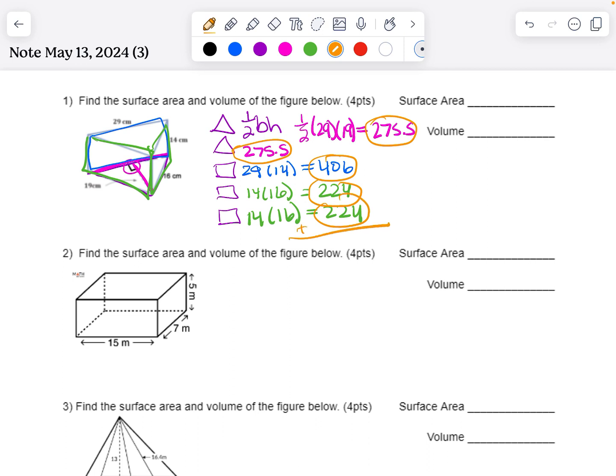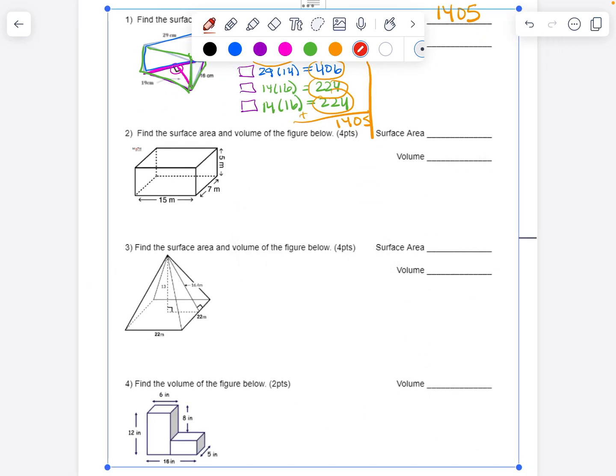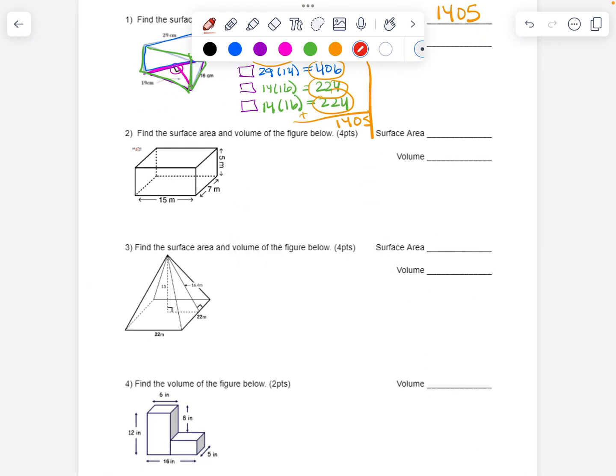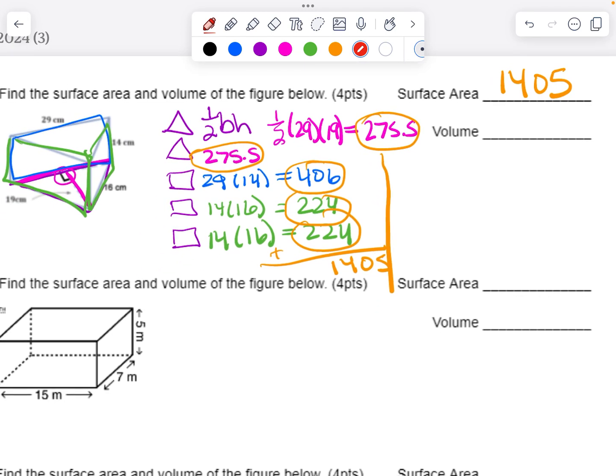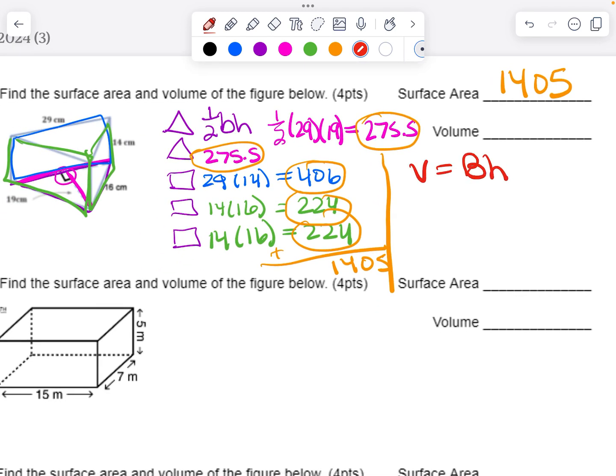For the volume, we know that the volume of any prism is just the area of the base times the height. The base, like we said before, is a triangle. We already found the area of one of those triangles. It's right here. So we're going to do 275.5 times the height. The height is the distance between those triangles, so 14. And that's 3,857.